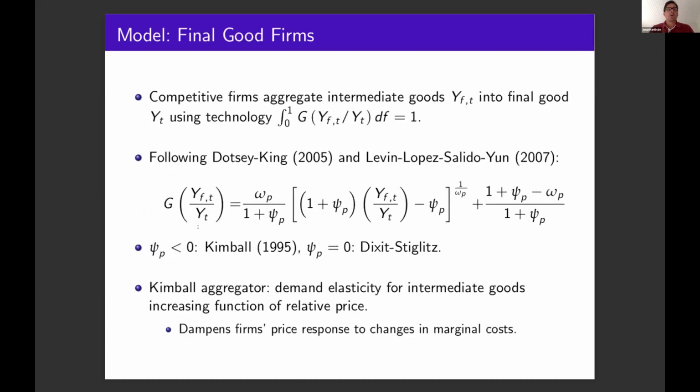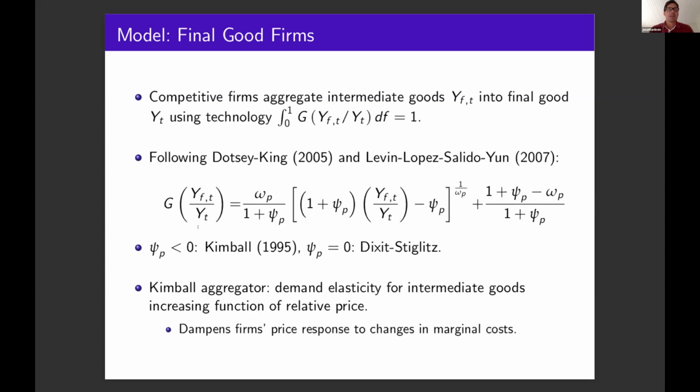All right. So competitive firms aggregate intermediate inputs into final good Y_t using this technology. And this technology, the G function, we specify following Dotsey and King and Levin, Lopez-Salido, and Yun, as this very complicated thing, where there is a psi_p there, which is important.